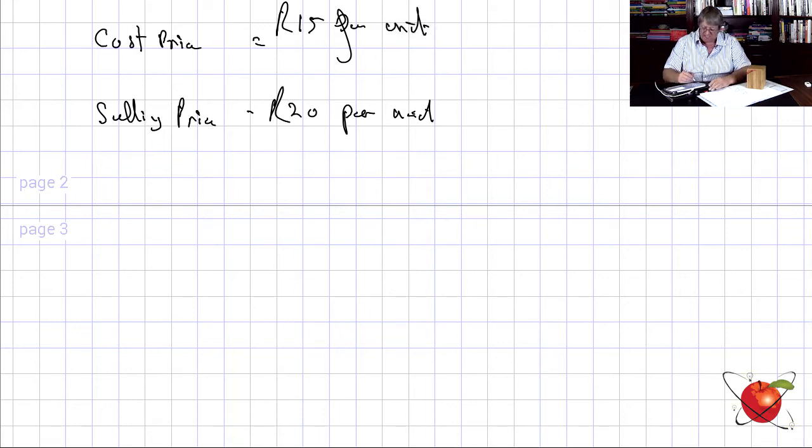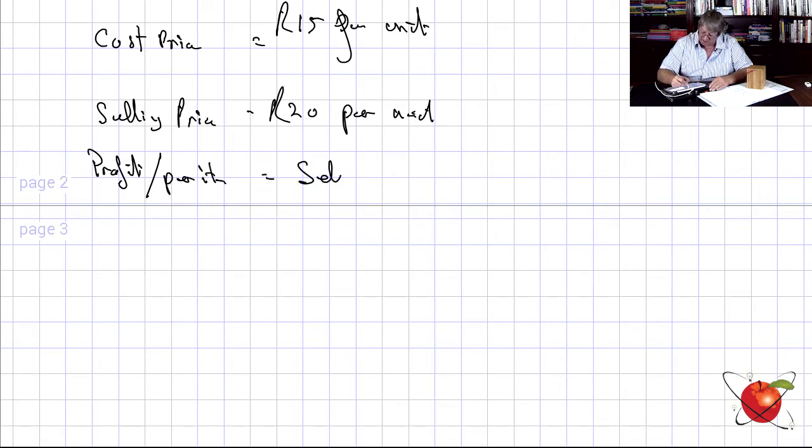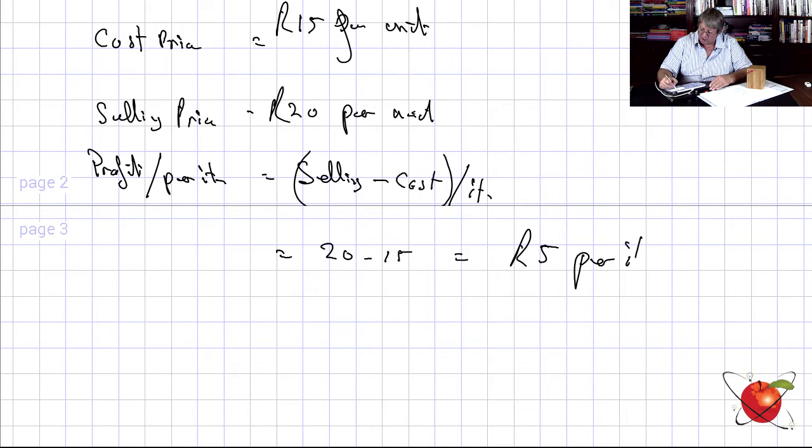Can you see, you've got profit per item is selling minus cost per item, okay, which in this case is going to give us 20 minus 15, which is 5 Rand per item. That's important.